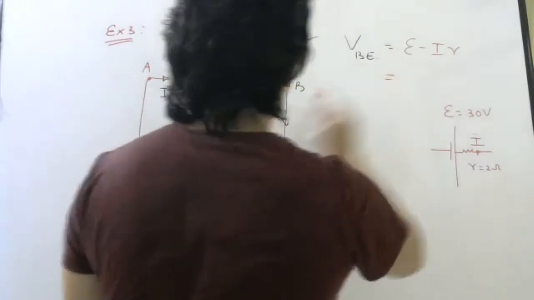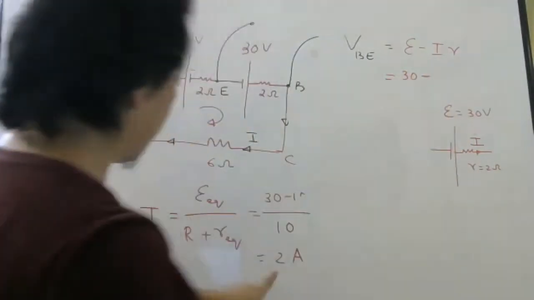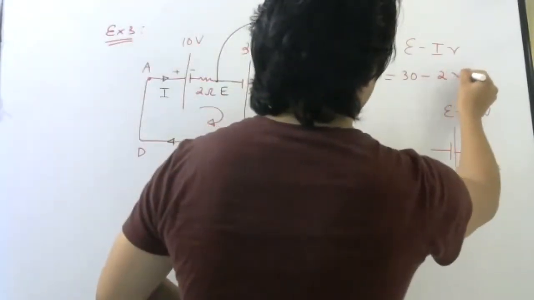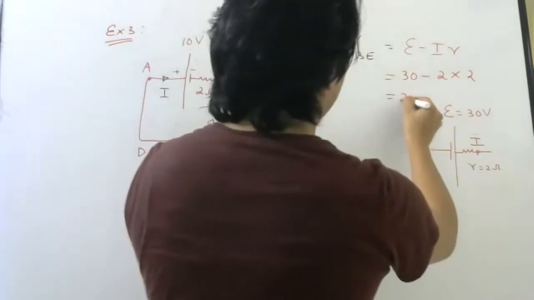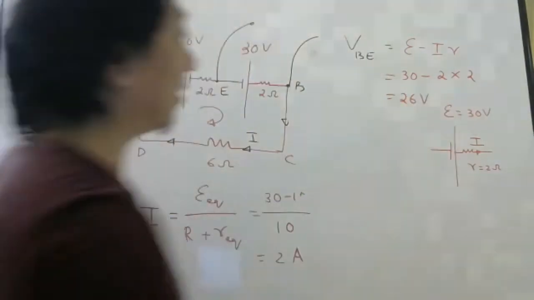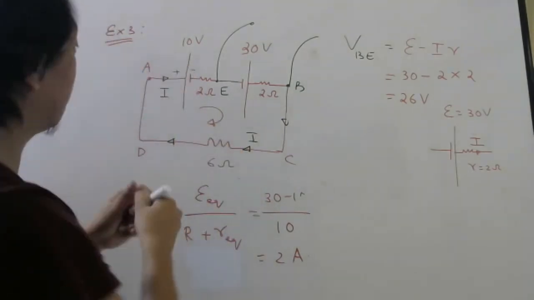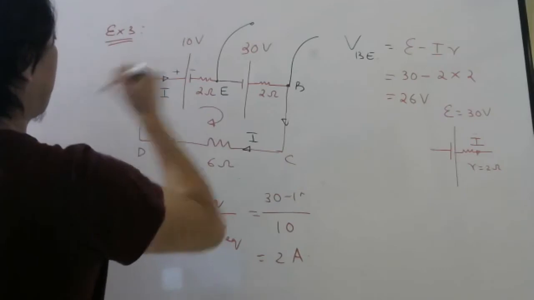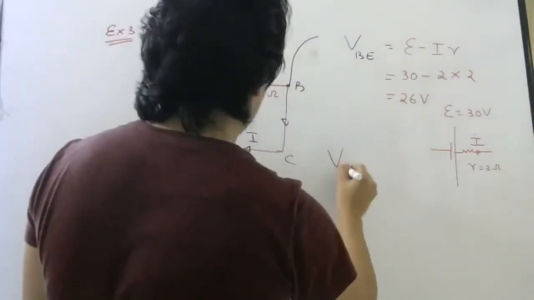So for this battery, what is the EMF? 30. Current, how much have we found? 2. Internal resistance of this battery is 2. This is 30 minus 4, that will be 26 volt. So that will be the terminal voltage. Now what will be the terminal voltage here? Here if I ask, between these two, between A and E.